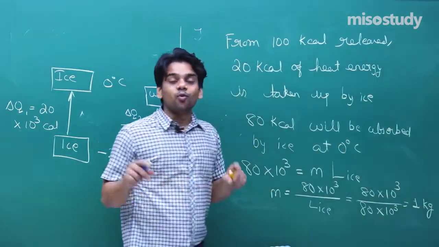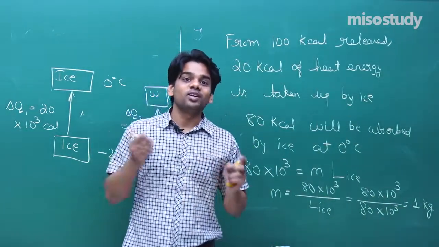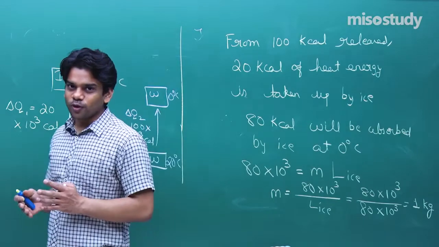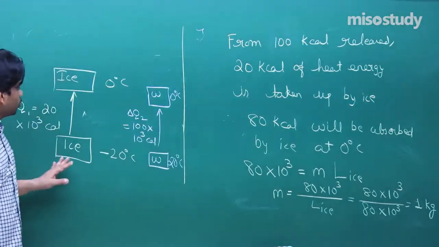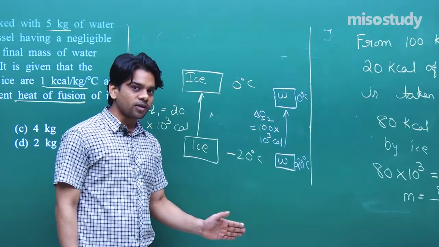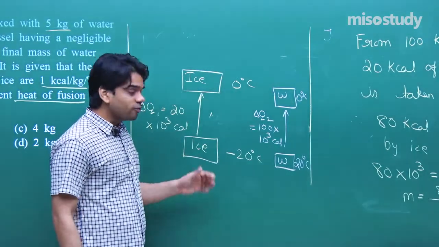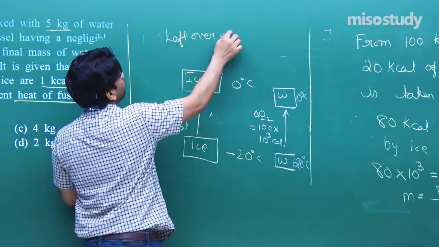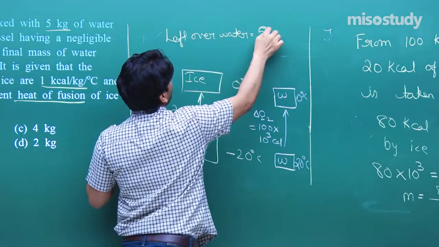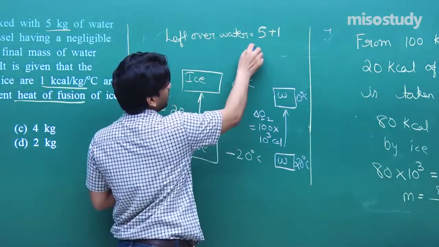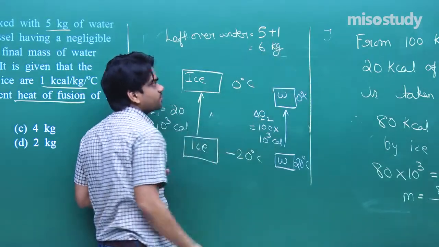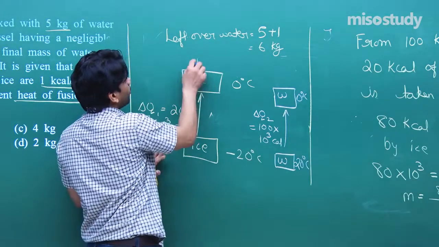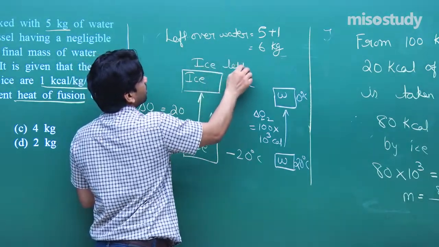That means 1 kg of ice at 0 degree Celsius will melt to 1 kg of water at 0 degree Celsius. 2 kg of ice were there, and you can see that 1 kg has melted to water. So leftover ice will be 1 kg. Leftover ice and leftover water, 5 kg was water initially. So leftover water will be 5 plus 1 kg from ice which has melted. So it will be 6 kg. Water that will be left, that will be 6 kg, and ice that will be left, that will be 1 kg. I am also writing this point, ice left, that will be 2 minus 1, 1 kg.